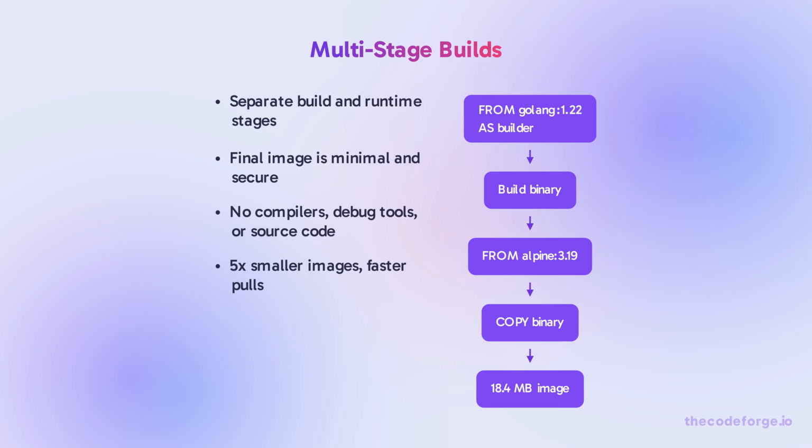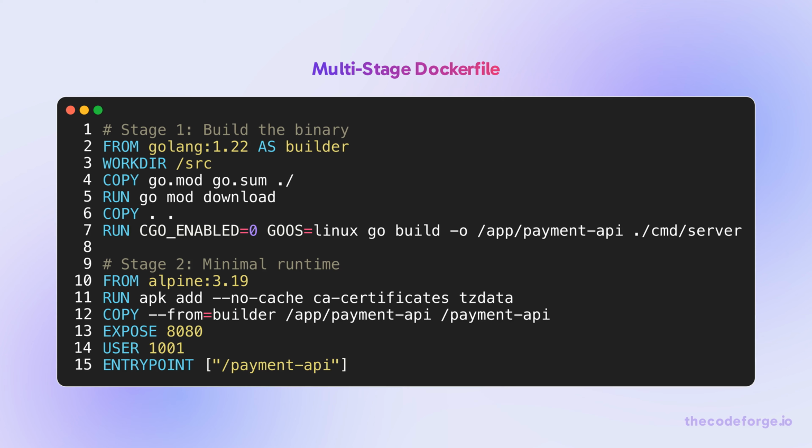Multi-stage builds let you compile in one stage and copy only the binary into the final image. The result is a tiny, secure image with zero build-time cruft. This is mandatory for production. This Go example uses 2 stages. The builder stage compiles the binary. The runtime stage starts from a minimal Alpine image and copies only the binary. The final image is 18.4 MB instead of 1.2 GB.